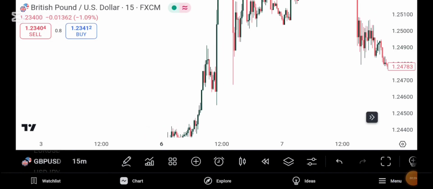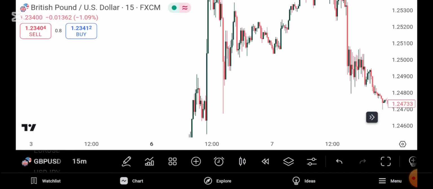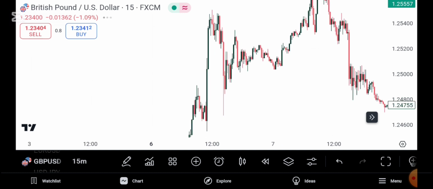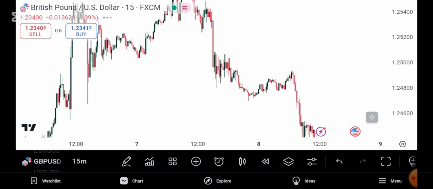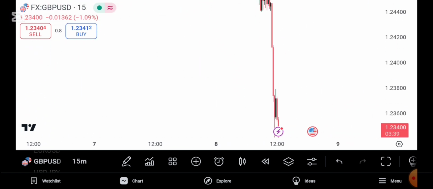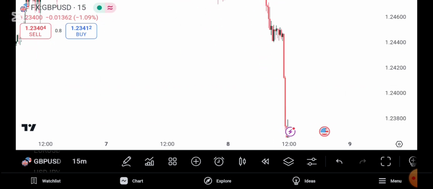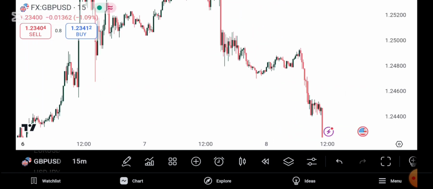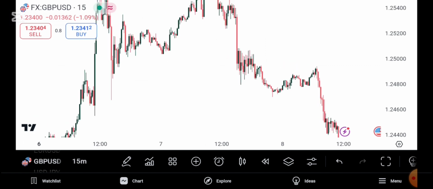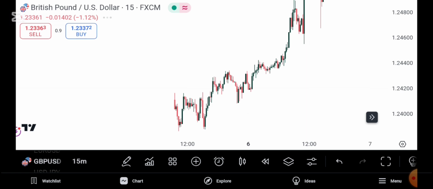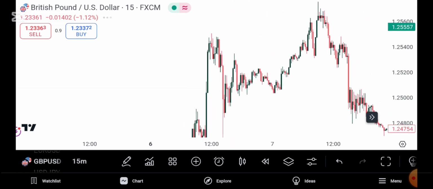What's up guys. So I want to show you how I do analysis of the market. This is British pound USD. I entered this market today in this drop, but I left a little bit early. I didn't stay for long, but I wish I could have stayed so that I could be in for this drop. First of all, you can see the market was on an uptrend.